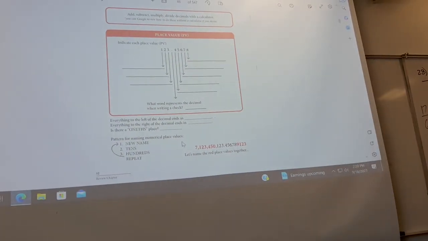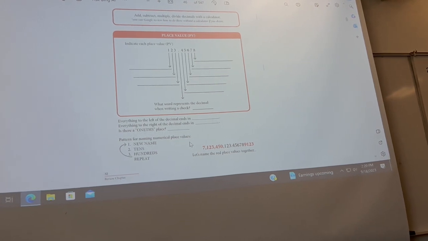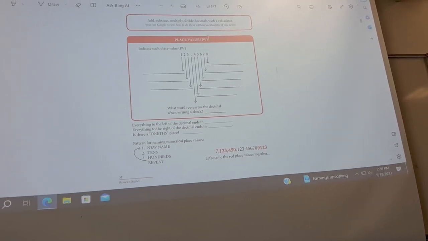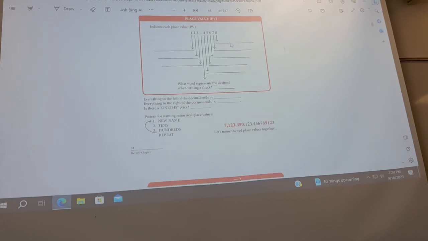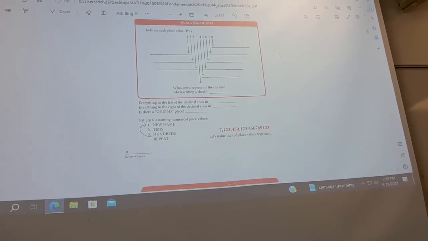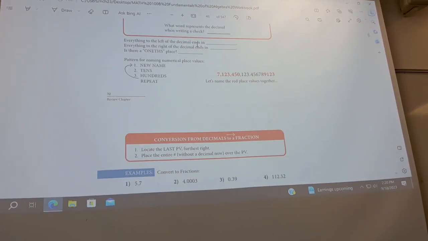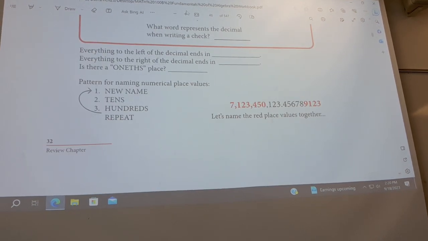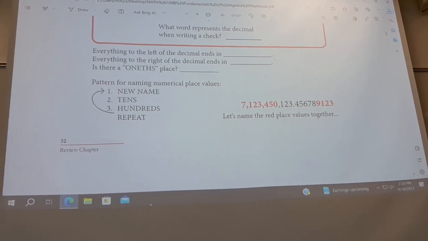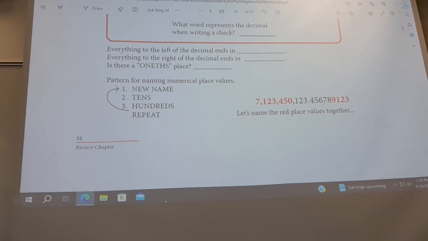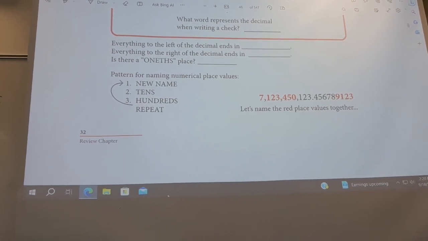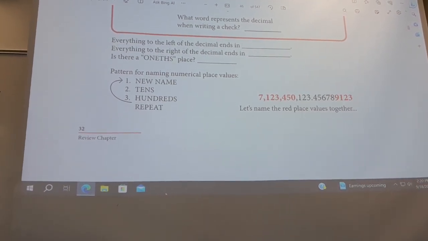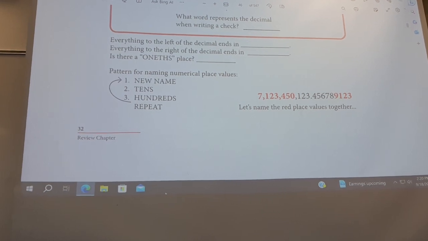So this is one of the rare pages that actually was printed in color for you. You're probably like, why? Well, it's this little thing at the bottom here that we want to work with for a minute. Let's zoom in on that a bit. Okay? So there's a process by which we name numbers, or a pattern. It's called new name, tens, hundreds, repeat.